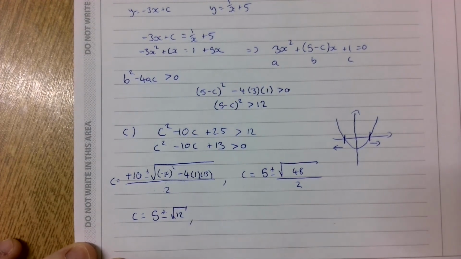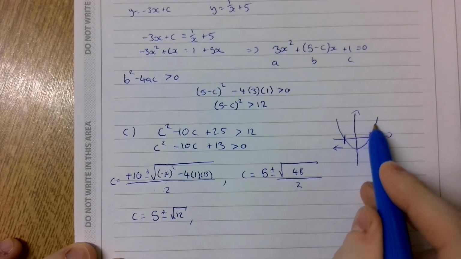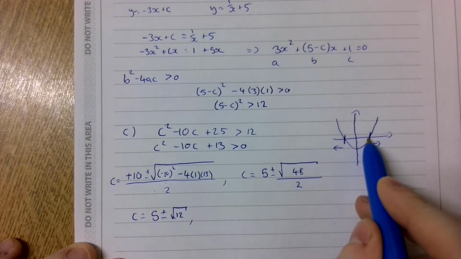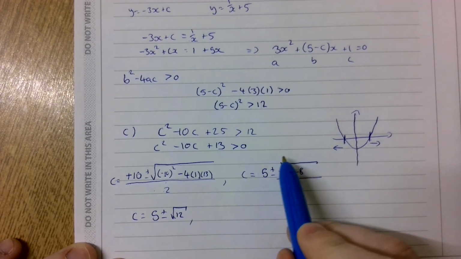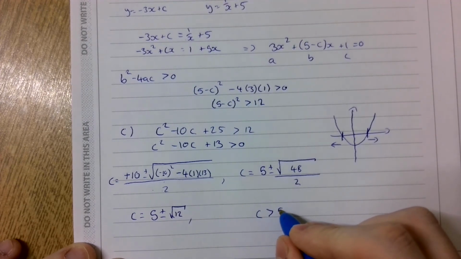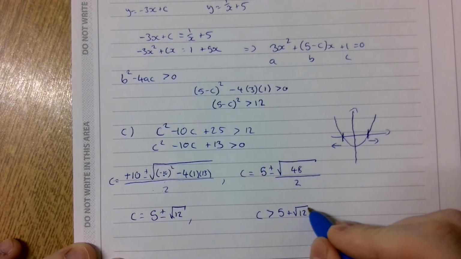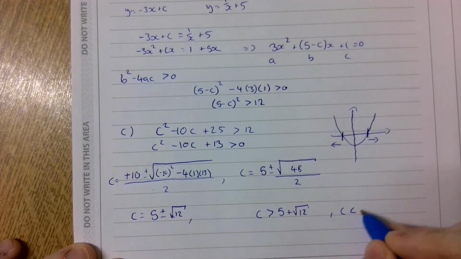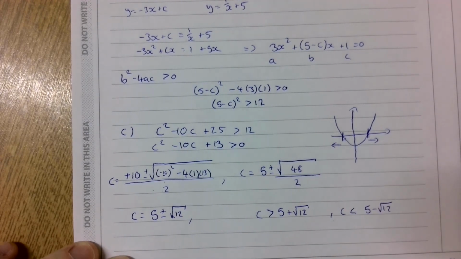So now we've got our answer, and remember our little diagram here: this bit is quite clearly larger than 0, this is smaller than 0, and this is larger than 0, so I want these two answers tending away from these critical values. So I think I want everything that is larger than 5 plus root 12, as that's obviously this one, and I want everything smaller than 5 minus root 12, as this is obviously the lower of the two critical values. And there we go, that's it.